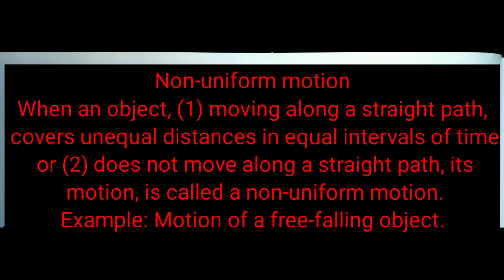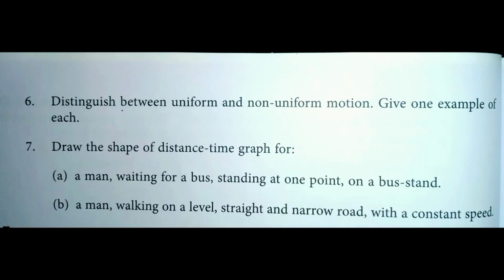Non-uniform motion: when an object either first, moving along a straight path does not cover an equal distance in equal interval of time, or second, does not move along a straight path, its motion is called non-uniform motion. Example, motion of a free-falling object. Question number 7. Draw the shape of distance time graph for A, a man waiting for a bus standing at one point on a bus stand. B, a man walking on a level, straight and narrow road with a constant speed.